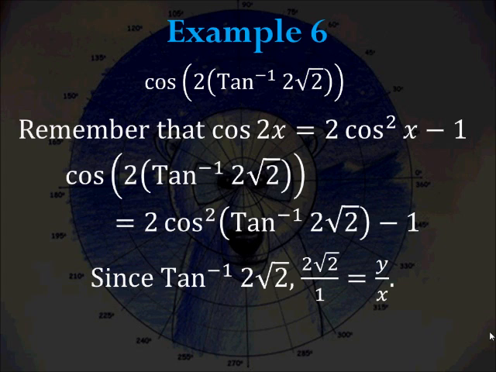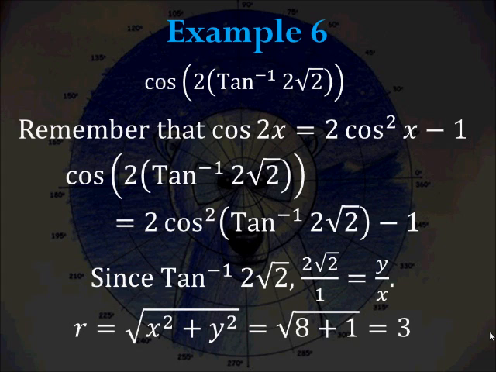So we can set the 2 root 2 over 1 and let that equal y over x at its most basic level. So we can now solve for r, because r is the square root of x squared plus y squared. 2 root 2 squared is 8, 1 squared is 1, so we have r is 3 in this case, which will represent the hypotenuse in a right triangle.